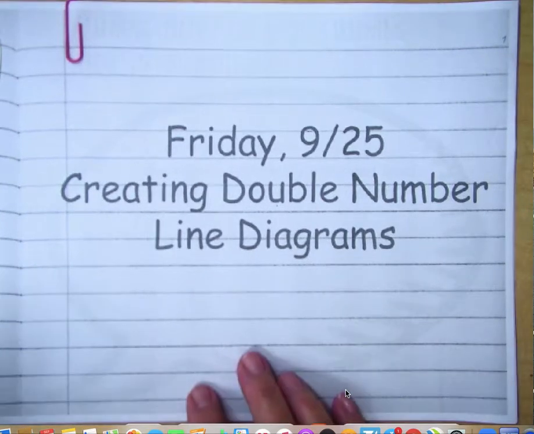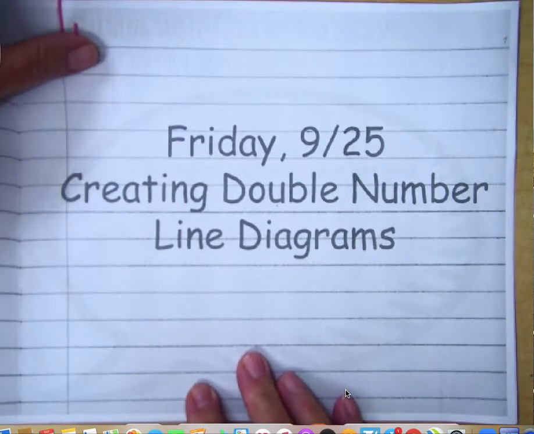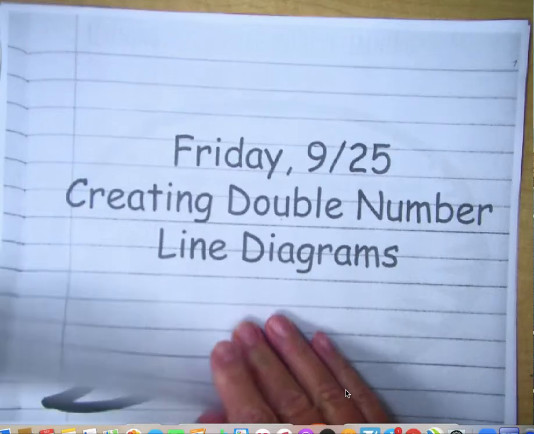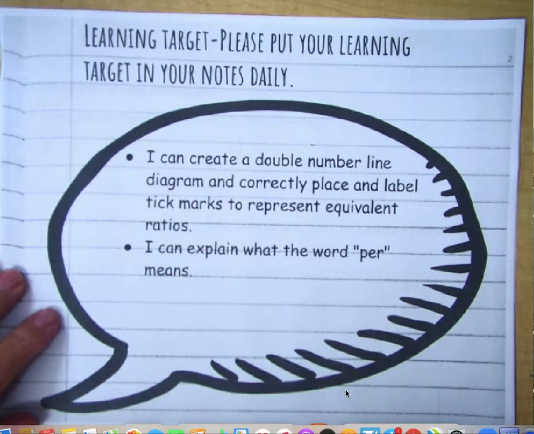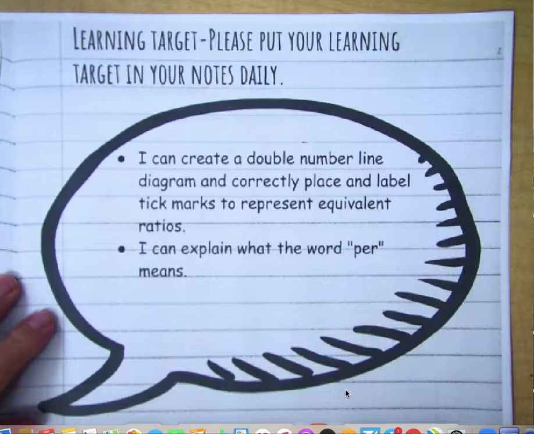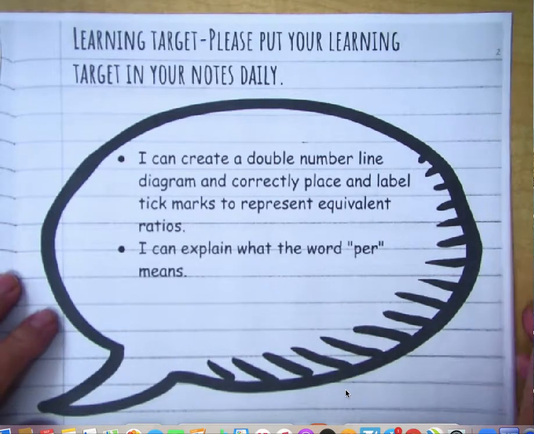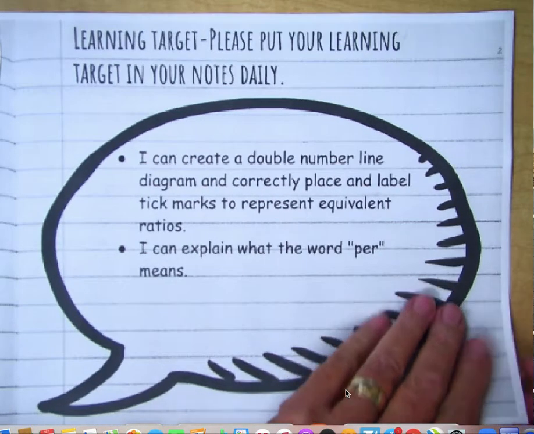September 25th, creating double number line diagrams. And your learning target for today: I can create a double number line diagram and correctly place and label tick marks to represent equivalent ratios. And I can explain what the word per means.